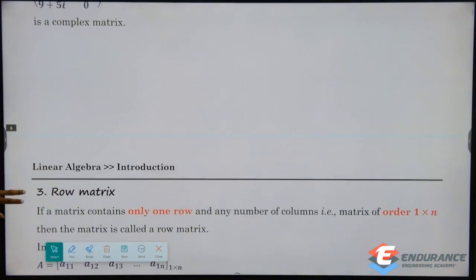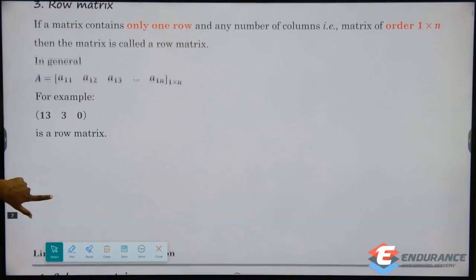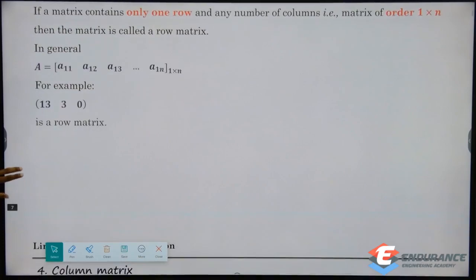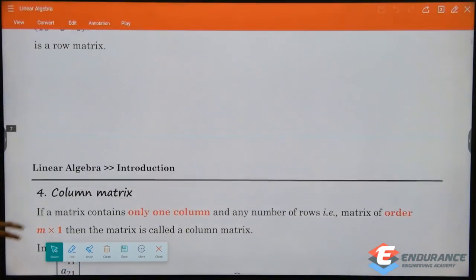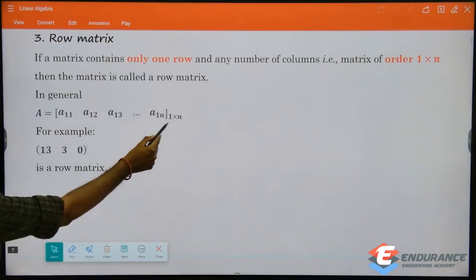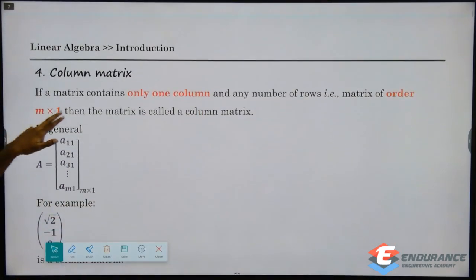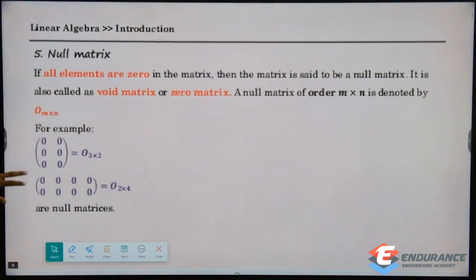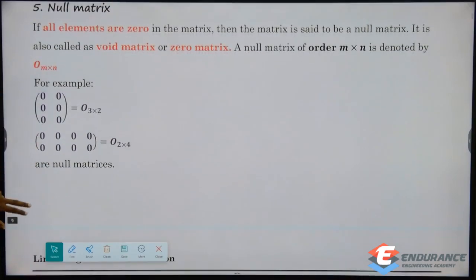Okay. Next, row matrix. There will be only one row, but any number of columns are possible. As you could see, it has only one row, but any number of columns are possible. What about column matrix? Single column, but any number of rows are possible. So, in case of row matrix, the order will be 1 cross n. In case of column matrix, the order will be m cross 1. Any rows are possible, but only one column. Okay, again basic one. Null matrix, the matrix will have only zeros. Okay, everything will be 0.